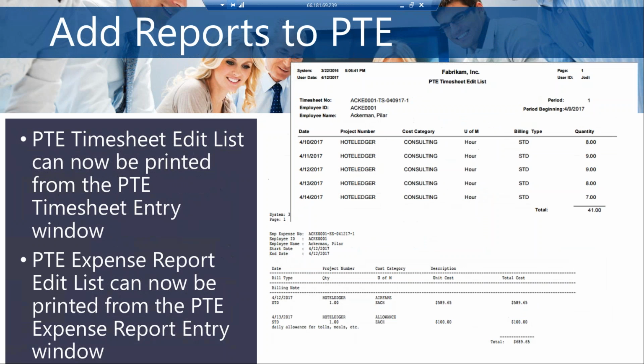And then lastly, around project accounting, there have been new reports added to the workflow. In the timesheet edit list, you can now print a timesheet edit list from the timesheet entry window. This will allow you to print a report that summarizes what you've entered into the screen so that you can validate the information. Also, the time and expense report edit list can now be printed from the expense report entry window. So you have a timesheet entry window and an expense report entry window, and both of those will now provide you with the ability to print an edit list to validate your work. Just another thing to streamline the process a little better and make it easier.